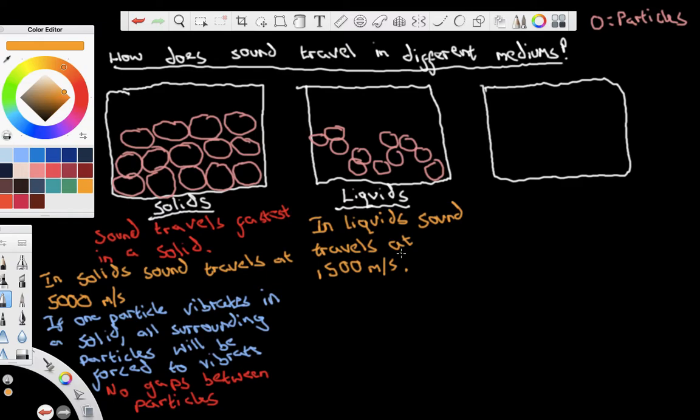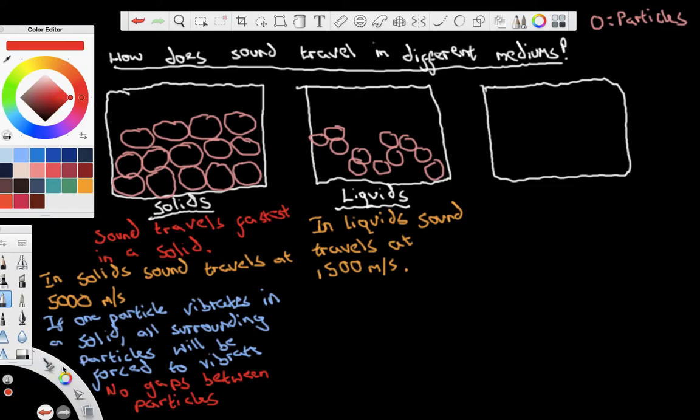Now the reason it travels slower is because there's gaps between the particles. Although they are touching, they're not arranged into these layers. Therefore, if this particle starts to vibrate here, it can only make this one vibrate, which can only make this one vibrate, which can only make this one vibrate. These gaps don't allow the sound to transmit directly from particle to particle.